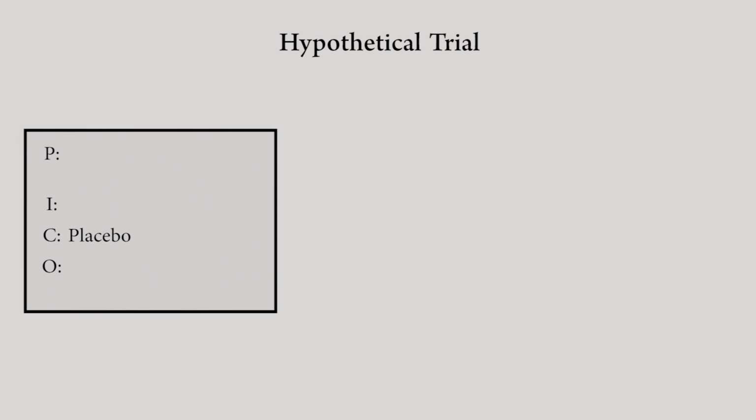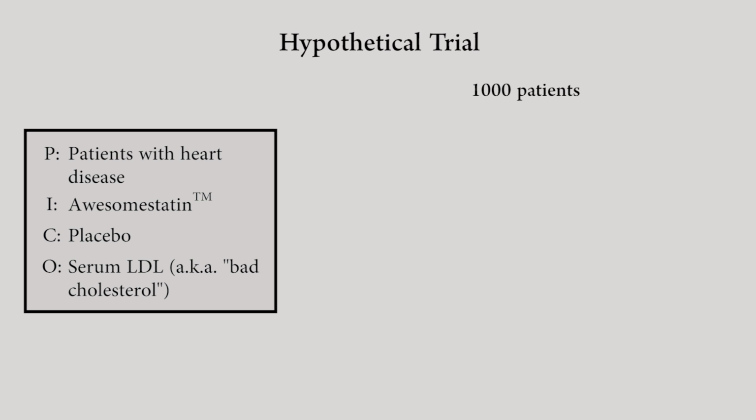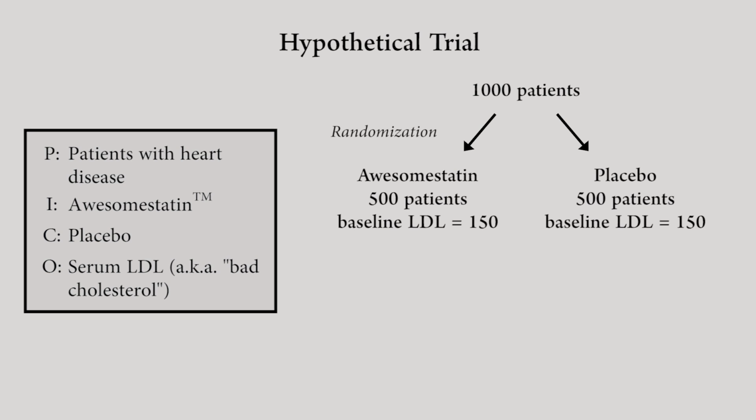For example, consider a placebo-controlled trial of a new cholesterol medication, statin, involving 1,000 patients with heart disease, in which serum LDL, that is so-called bad cholesterol, is the primary endpoint. The average baseline LDL is 150 among the 500 patients in the placebo arm and 150 among the 500 patients in the intervention arm. Randomization, at least for that one factor, is perfect.